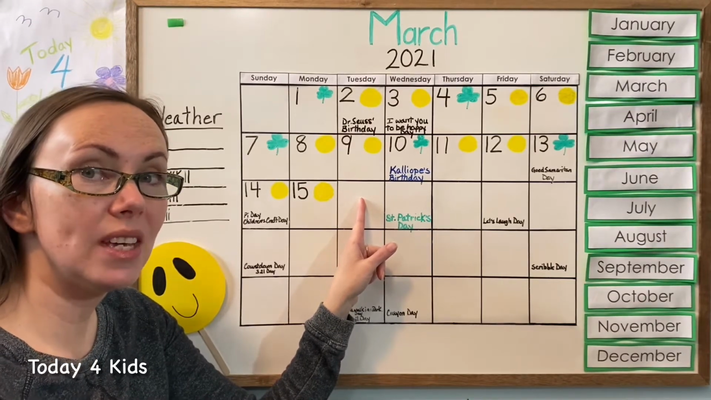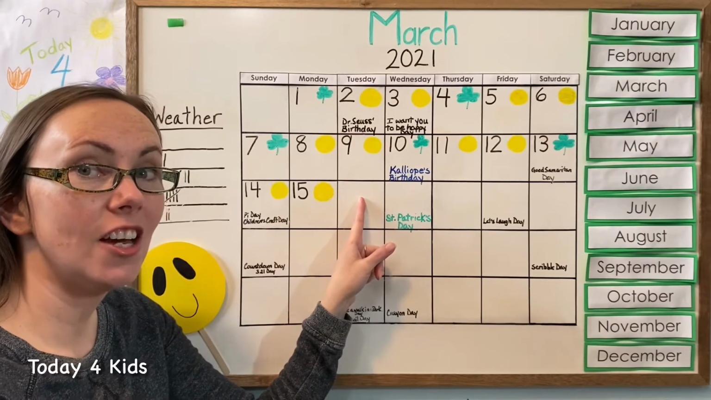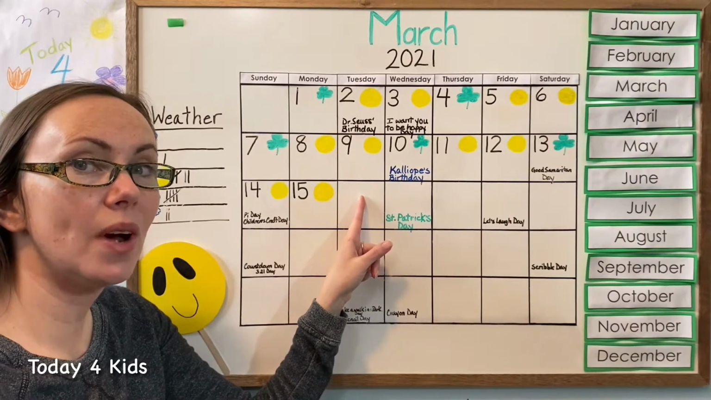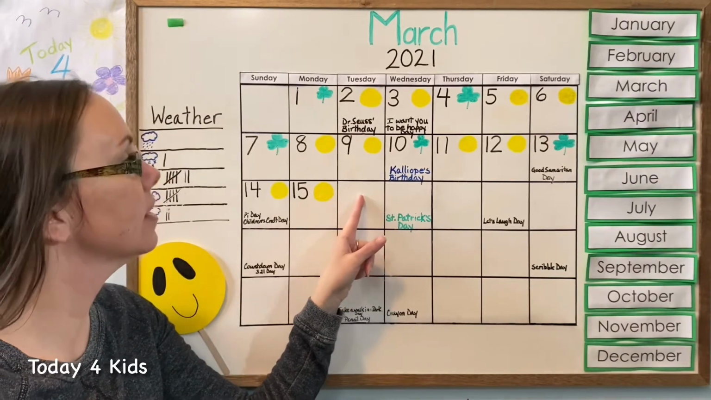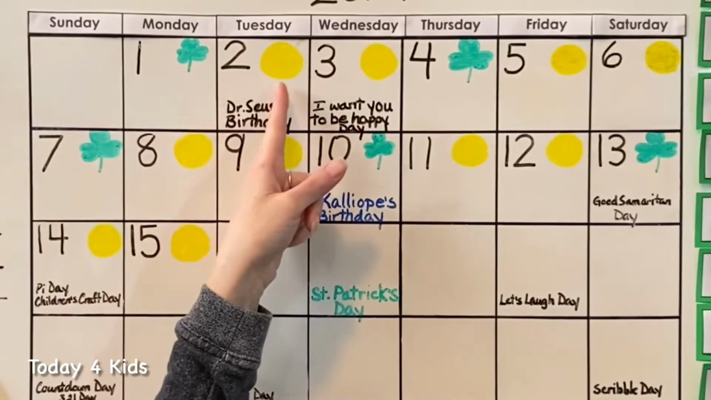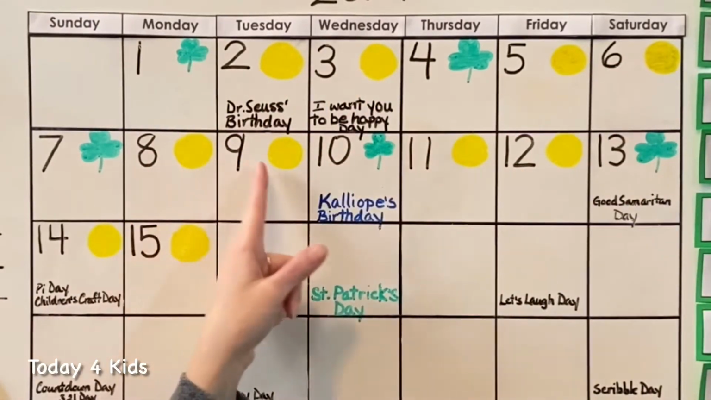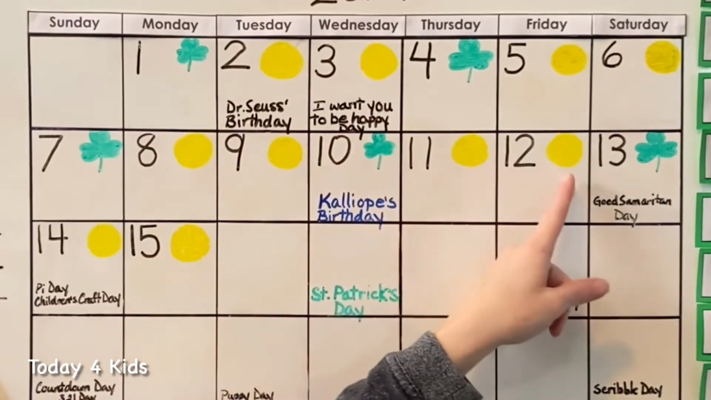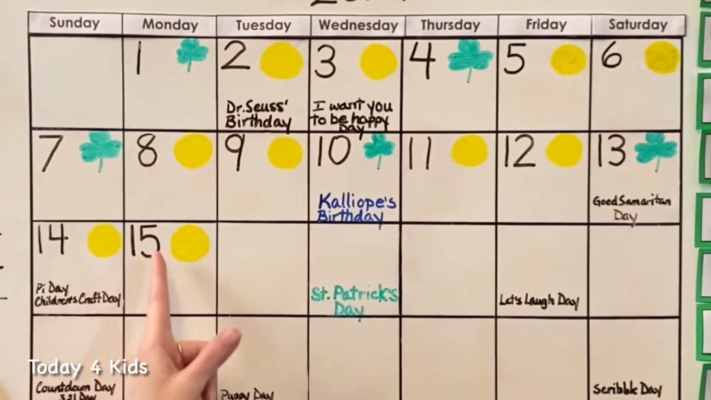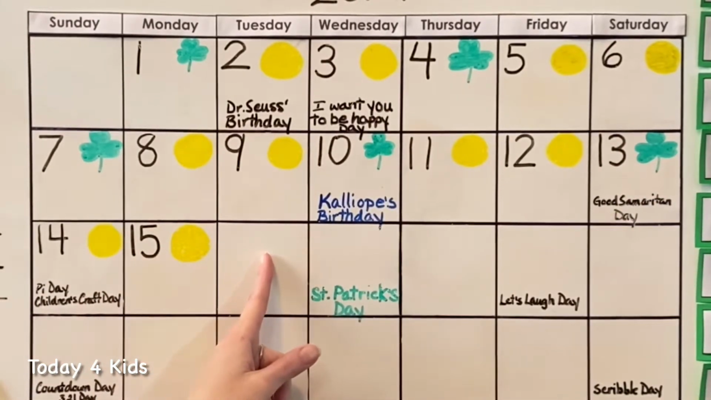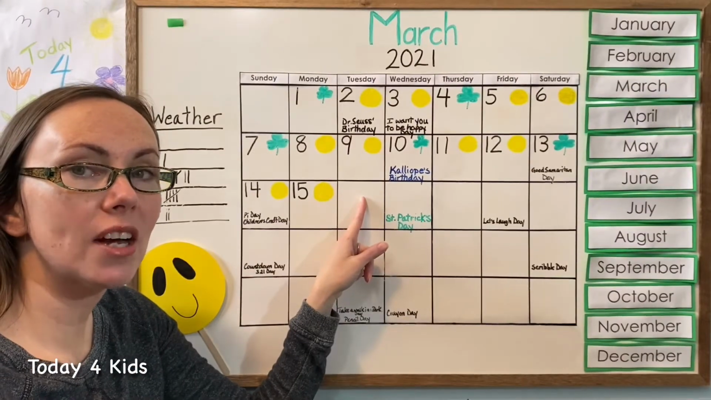Which shape do you think is going to come next? Good guessing. Let's go back to the beginning and do our pattern together and see if we're correct. Green shamrock, yellow circle, green shamrock, yellow circle, green shamrock. Thank you. Let's put our shamrock into our calendar.